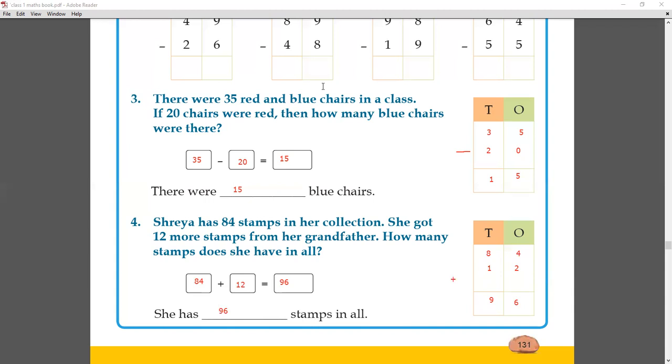She has 96 stamps in all. So students, I hope that's enough for today's class. We will meet in the next meeting. Till then, fill your book in neat and clean handwriting and send it to your teacher.